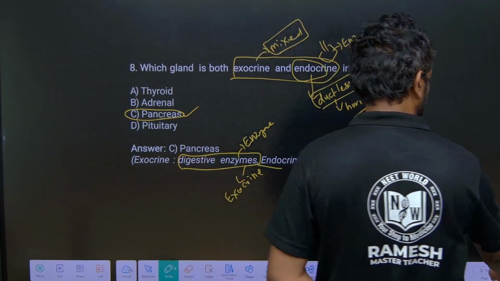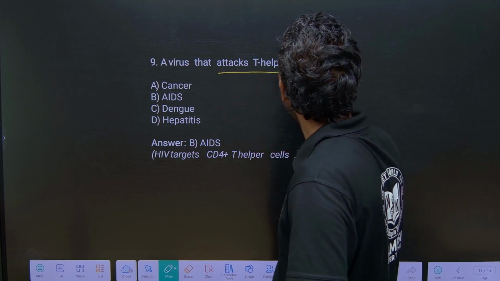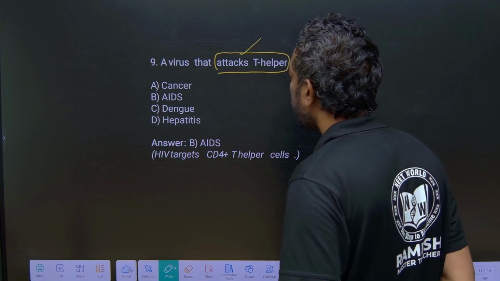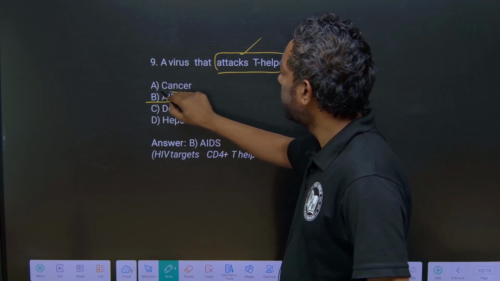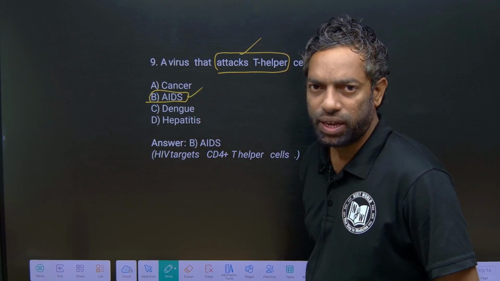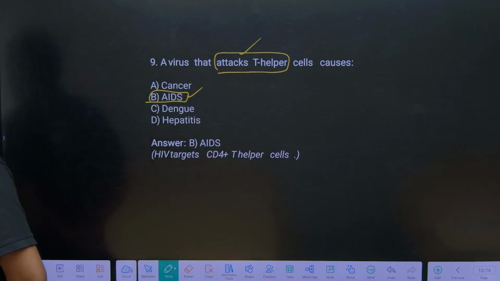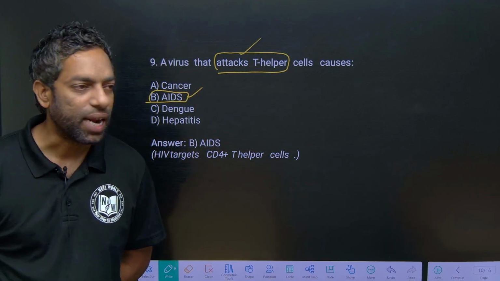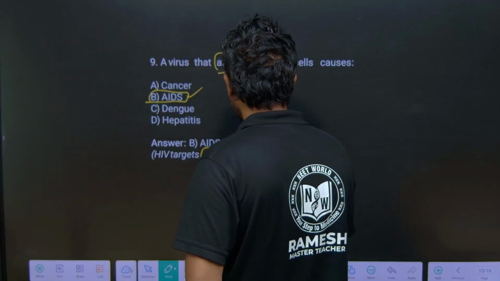Next question. A virus that attacks the T helper cells. This is about T helper cells, helper cells, which HIV kills. Helper cells are the most important cells in our body to handle immunity. HIV targets CD4 helper cells. This is a current trend question.